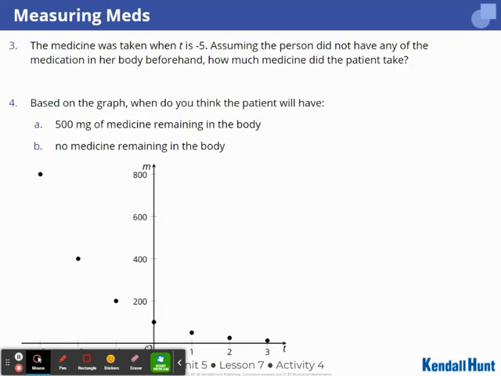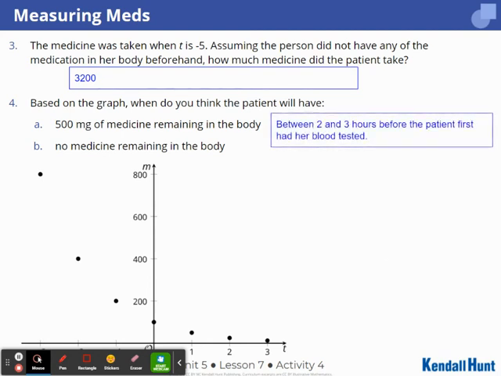All right, so if we know that the medicine was taken 5 hours before, and they didn't have any other medication in their body, we would plug in -5 for the equation, and we would get 3,200 milligrams. Based on the graph, when do you think the patient will have 500 milligrams remaining in the body? You can look at the graph here. If you look where 500 would be on the y-axis, you would go over, and the toolbar's in the way, but it is between 2 and 3 hours before the first blood test was taken.